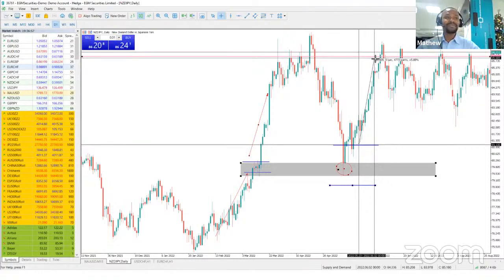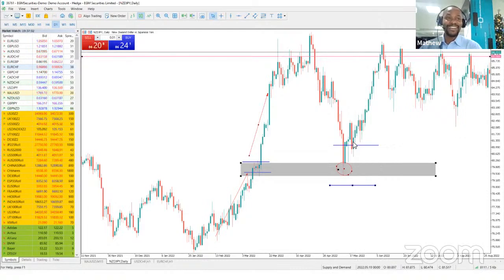So if someone had a good amount of money and you entered your trades on the daily chart, I mean, it's a good reward to the risk. That's what we're talking about.